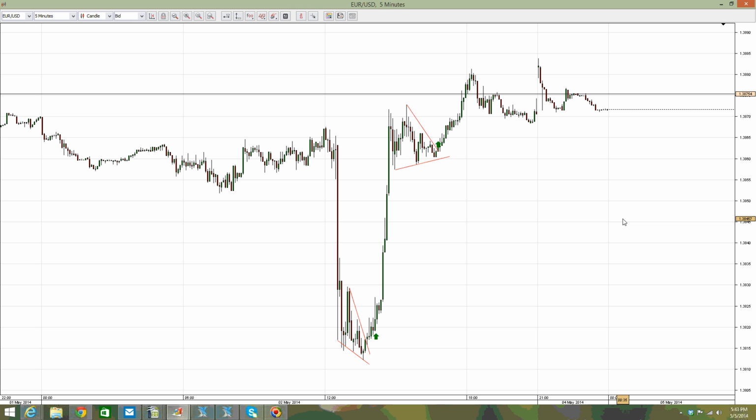So again, 3 steps. Look for a fake move, then look for reversal patterns on the fake move, and then look for new highs or lows to be broken, because squeezes are most likely to happen on Fridays.